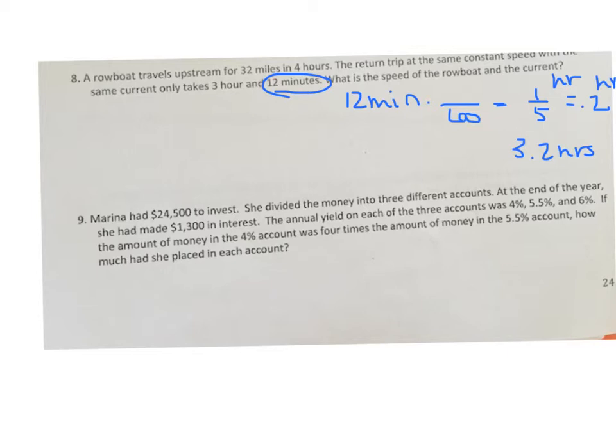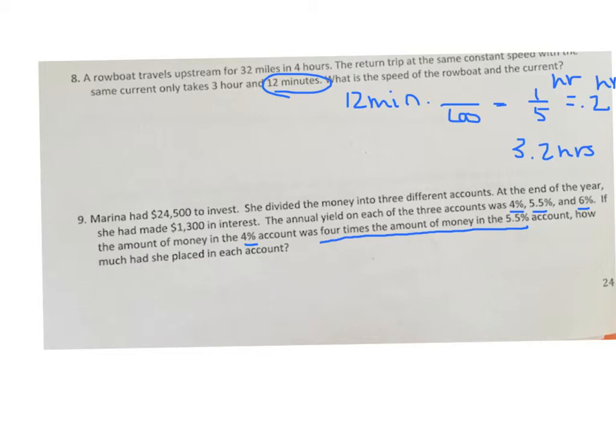Okay. All right, so that takes care of 6, 7, and 8. And then number 9, Marina had $24,500 to invest. She divided the money into 3 different accounts. At the end of the year, she made $1,300 in interest. The annual yield on each of these 3 accounts was 4%, 5.5%, and 6%. If the amount of money in the 4% account was 4 times the amount of money in the 5.5% account, how much did she place in each account?